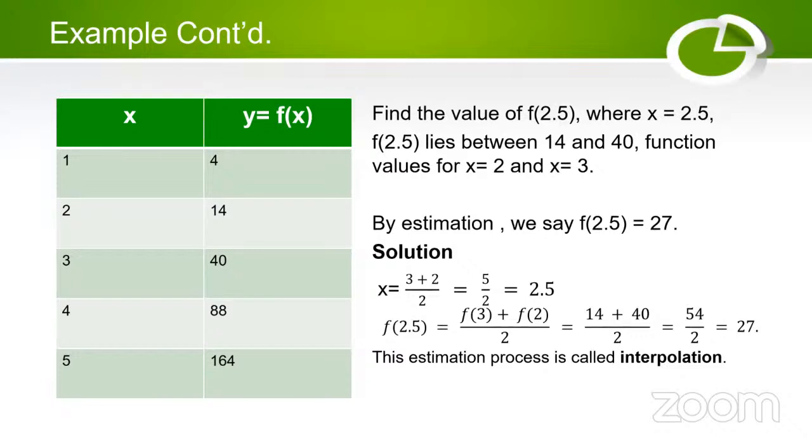And by estimation, we can say that combining the value of our y at s equals 2 and of our y at s equals 3, divided by 2, we can estimate that for s equals 2.5, the corresponding value of y will be 27. So this estimation process is what we call interpolation. There are several methods that have been stated for interpolating a value of a function. Part of these methods is what we'll be looking at.